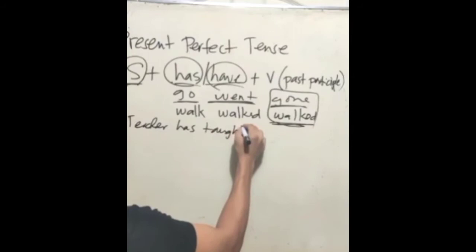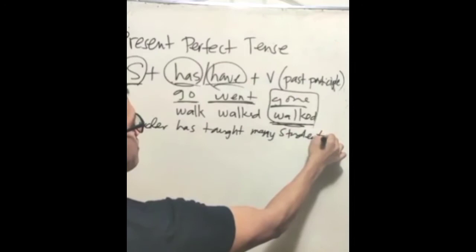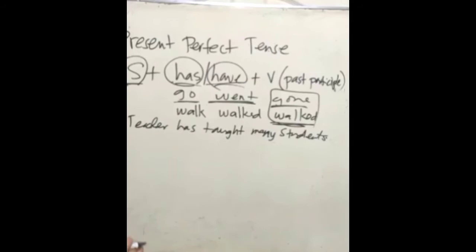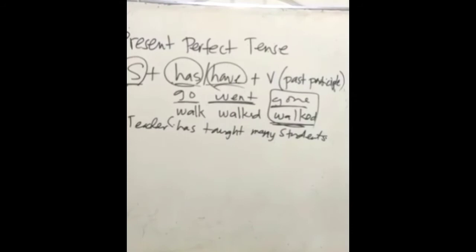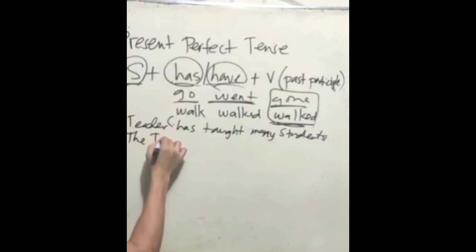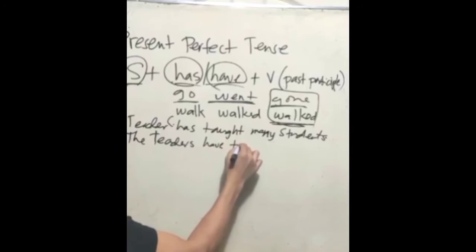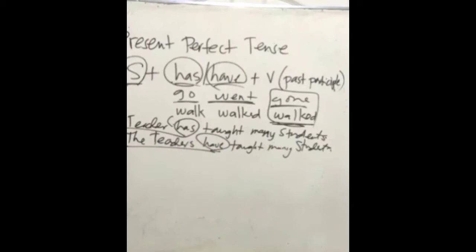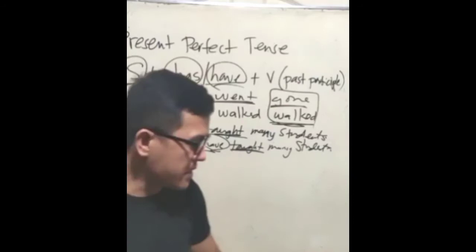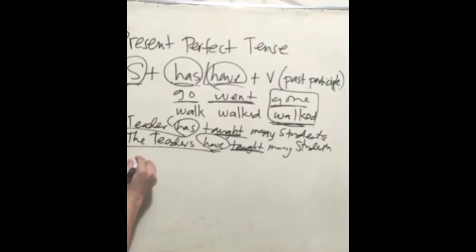Sorry sa writing ko. Teacher Seppi has taught many students. So, ganun siya. Now, what's next to this? When do we use... have muna tayo. The teachers have taught many students. So, ganun siya. Has, singular subject. Have, plural subject. And always, we have to use the past participle of the verb. Okay? There you go. Next. Ayan. When do we use this one?